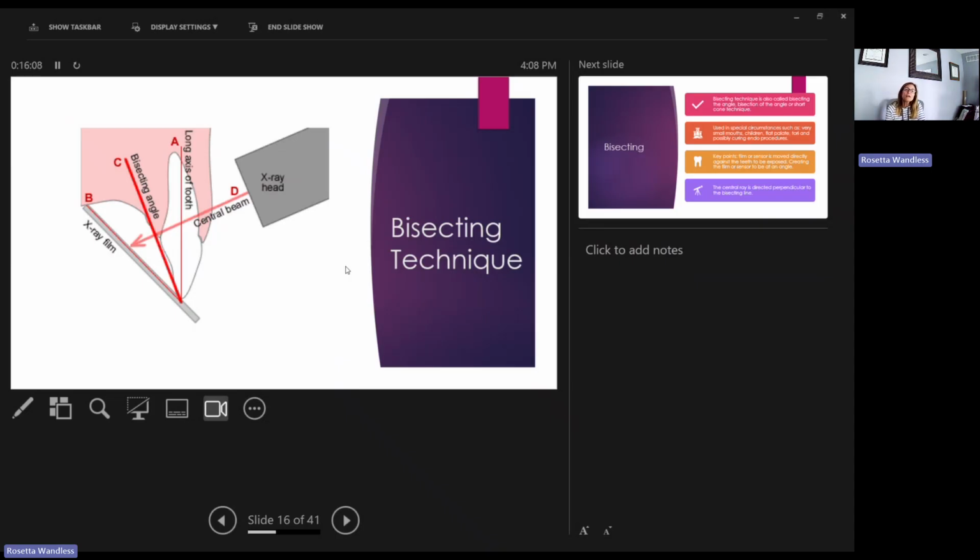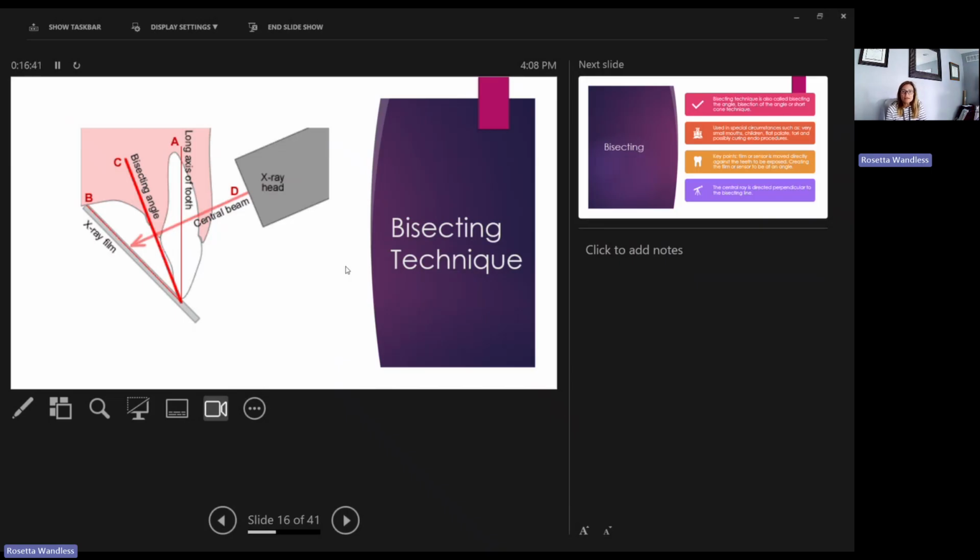That's going to be our imaginary line that bisects the long axis of the tooth, so the middle of the tooth, and the film. Here, you want the 90-degree angle where it's going to intersect or create this perpendicular line with the central beam to occur at the bisecting angle. That's where the right angle will take its place. That's where we want to be perpendicular, with the bisecting angle.